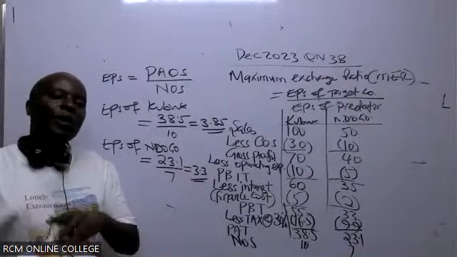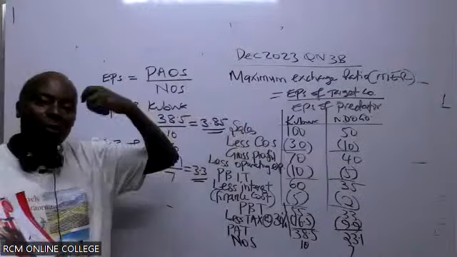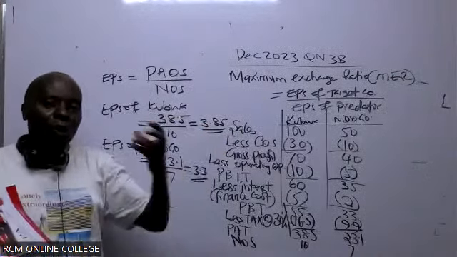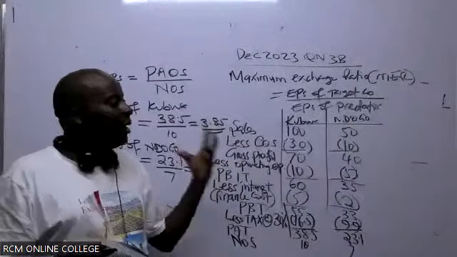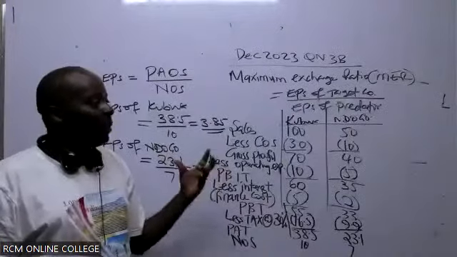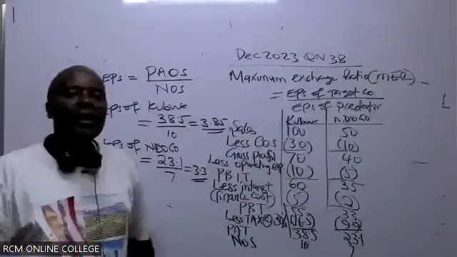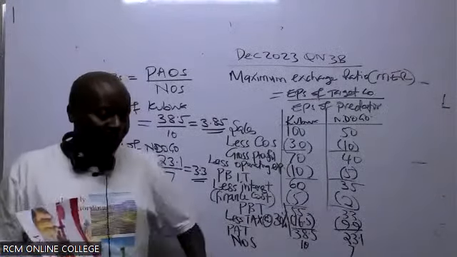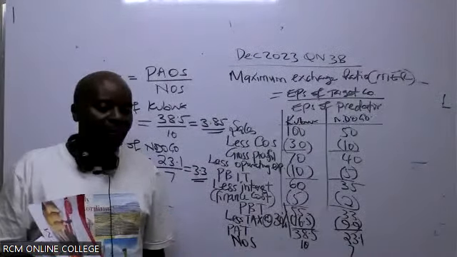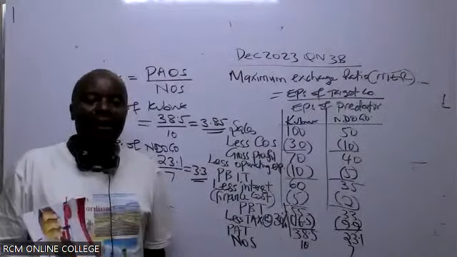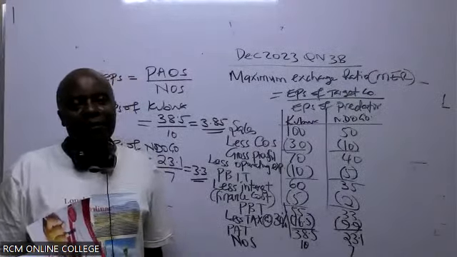Now, any student who was able to derive these numbers was able to get maximum exchange ratio without breaking any sweat. Because to get maximum exchange ratio, we take EPS of the targeted company over EPS of the predator. And in this particular case, which company is the targeted company? Ndogo, yes. Ndogo is the one that is being bought.